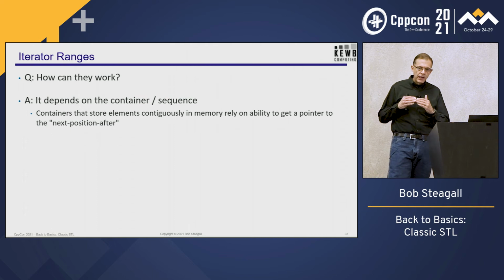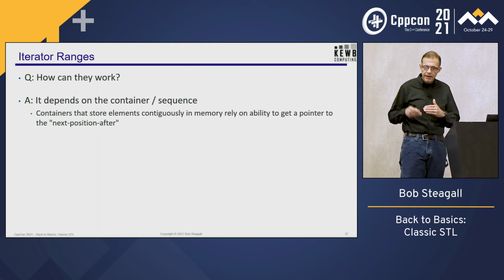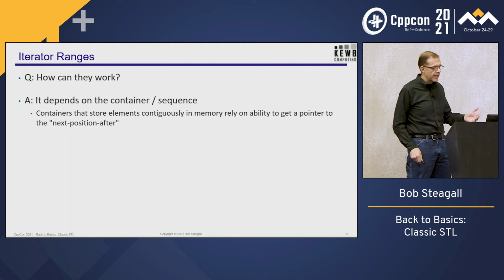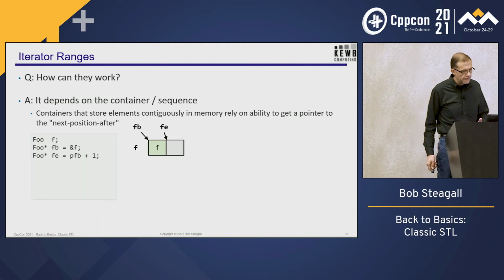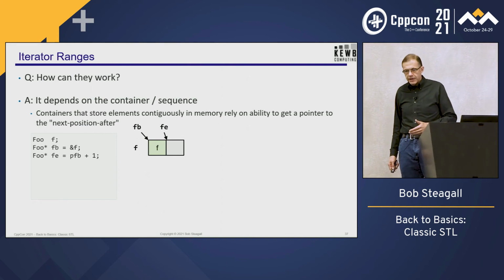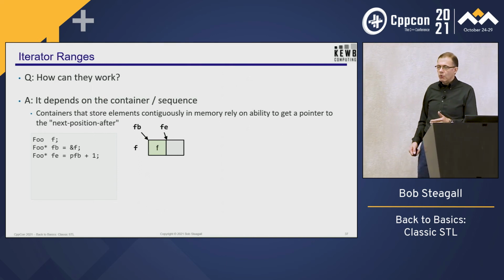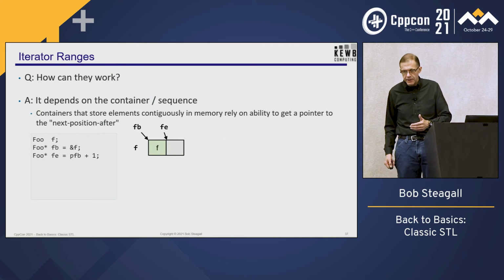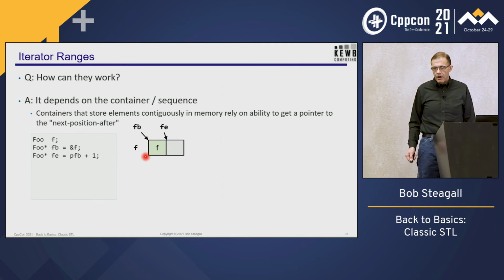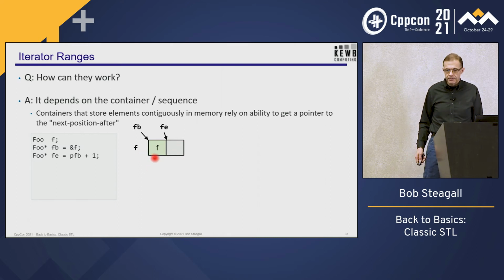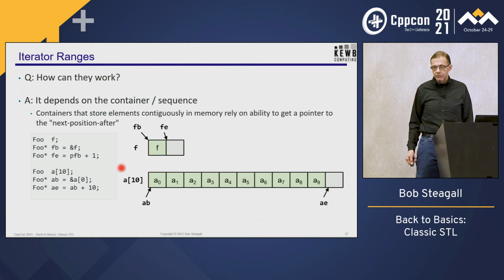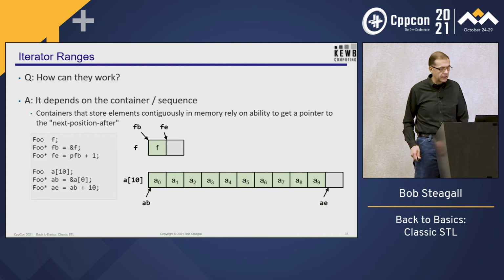So an actual physical pointer to the memory location after the end of the array is what represents the next position after, the past the end. So here we've got a single object, and we can get a pointer to it, and we can get a pointer to the memory location immediately after that object. In this particular example we're using raw pointers as iterators, so our begin pointer is the element, and our end iterator is the memory location immediately after that object. For arrays, it's a very similar principle. Our begin iterator is a pointer to the first element, and our end iterator is a pointer to the memory location after the last element in the array.